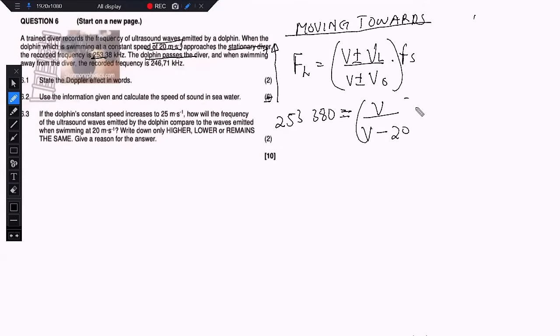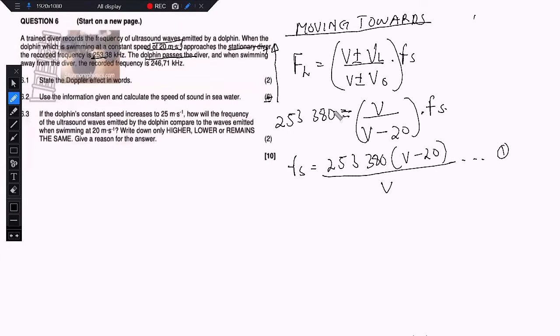Now, we also don't have the frequency of the source, we are not told. But here we can make the frequency of the source the subject of the formula by simply cross-multiplying. So frequency of the source will be 253,380 times V minus 20, over V. We want to call this equation number 1. Now, for the case where it's moving away, we're just going to leave Fs as the subject of the formula.